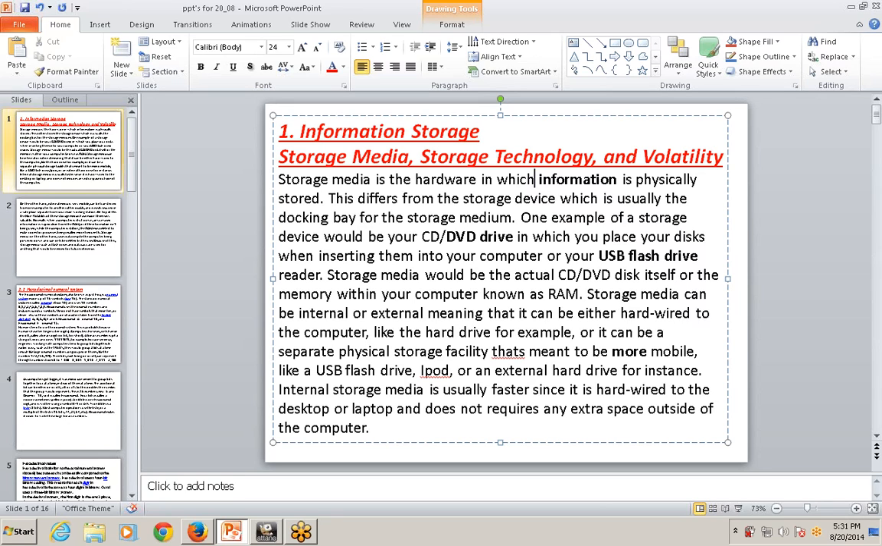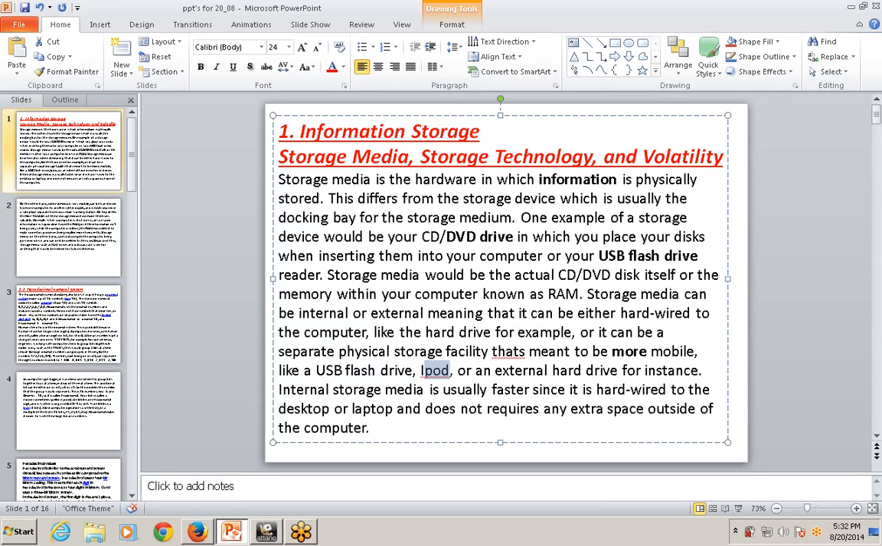The full form of USB is Universal Serial Bus. Flash drive or drive reader. Storage media would be the actual CD or DVD disk itself or the memory within your computer known as RAM. So storage media is nothing but a technology or a medium in which we can store the data. The best example for storage media is RAM, that is random access memory. Storage media can be internal or external, meaning that it can either be hardwired to the computer like the hard drive, that is the internal part, or it may be used like a USB flash drive, that is your external part, like an iPod as an external hard drive.